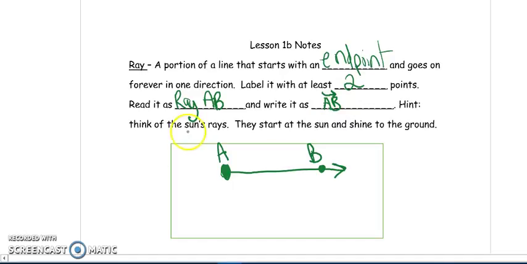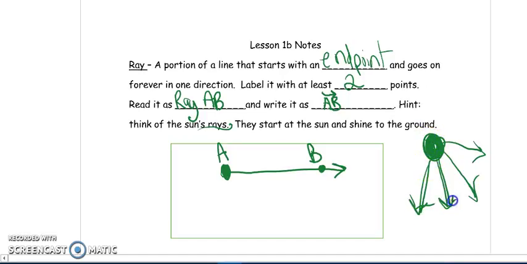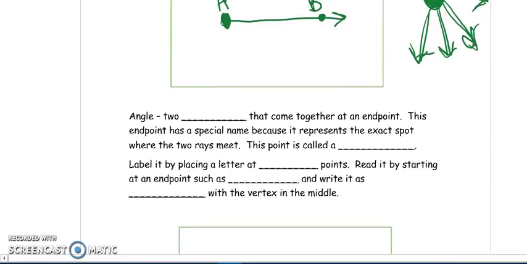But whenever you see the word ray, my hint to you is think about the ray of the sun. Because the sun is in the sky, and it's like an end point. But all the rays shine down on Earth, right? So they have one end point, and then they're shining down toward Earth. The Earth doesn't shine back up to the sun. So that's one of my memory tricks for rays.